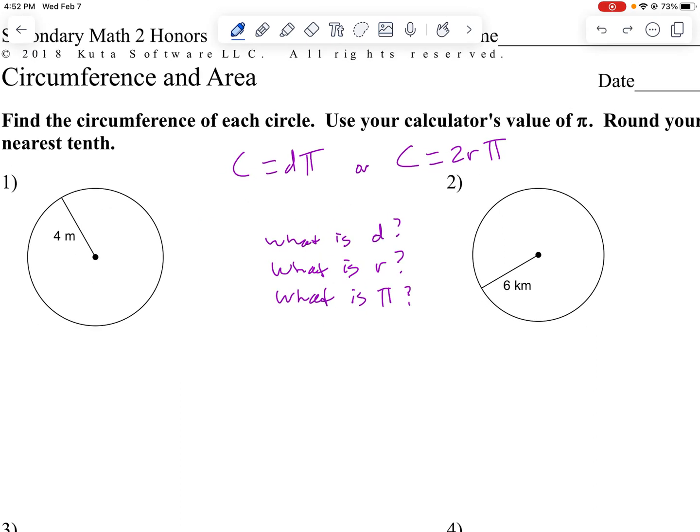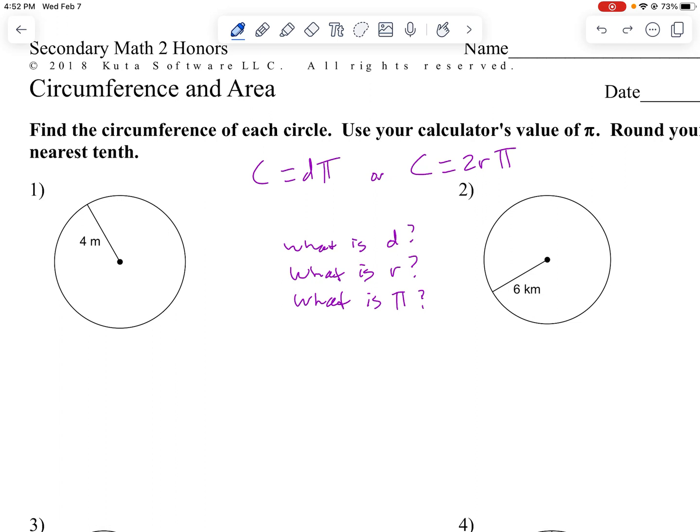Well, once you have all those pieces in place, you can calculate the circumference of a circle using one of our two formulas. So if you happen to have diameter, you can just do diameter times pi. If you have the radius, you can do 2 times the radius and then times pi. And that's because diameter is 2 times the radius. So if you have radius, you can get diameter. If you have diameter, you can get radius. You just times by 2 or divide by 2.